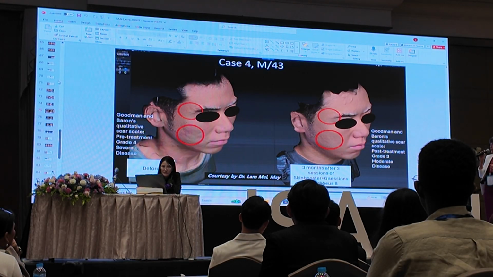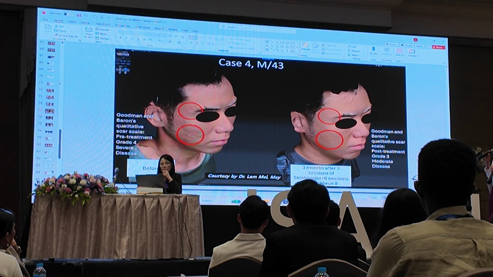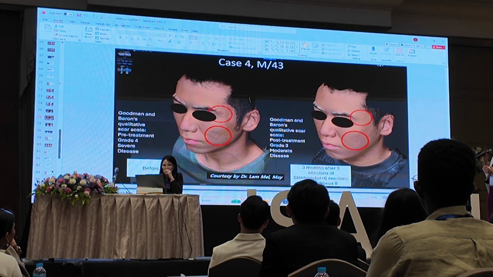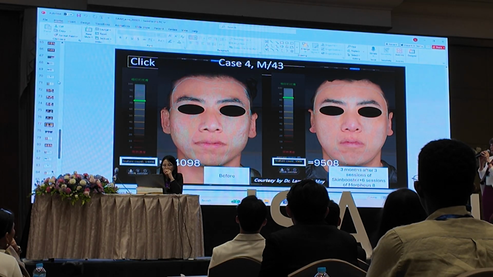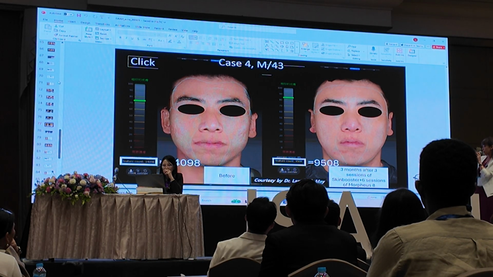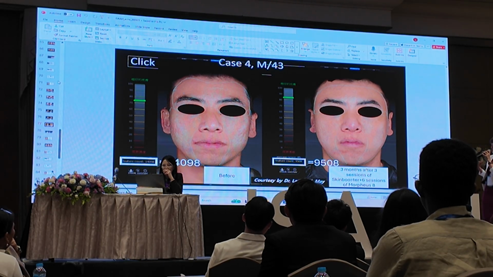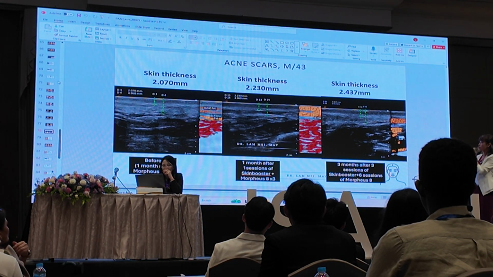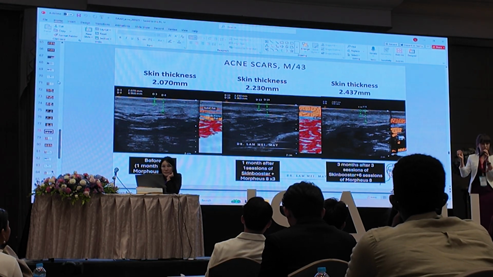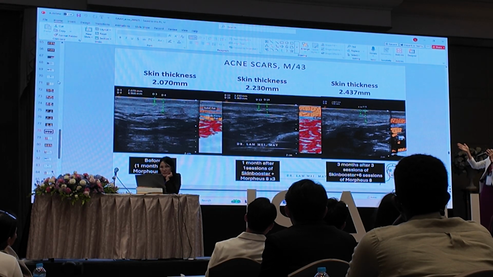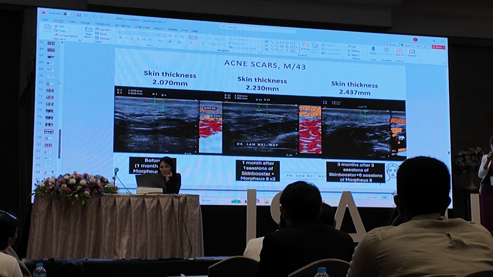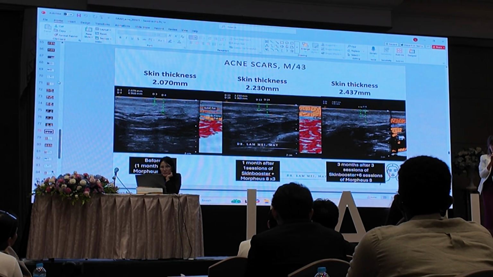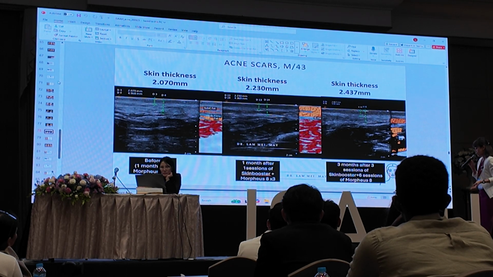And with the 3D picture, we can see the irregularity of the face has been improved. And this is the other side. The features count has dropped markedly from 14,000 to 9,000, which means the general smoothness and skin texture has been improved. So with the ultrasound, we surprisingly noticed that the skin thickness has been improved from 2.07 millimeter to 2.43 millimeter after multiple sessions of RF and lasers and skin boosters.